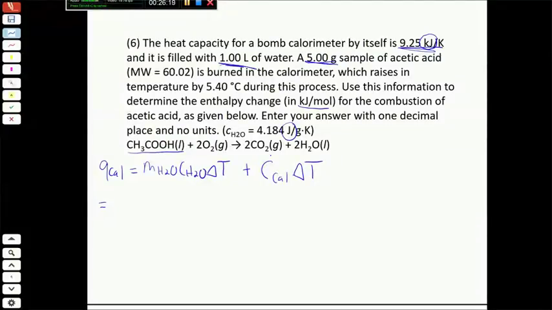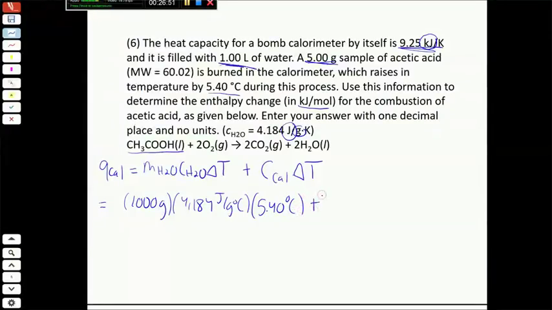So anyway, what we have for the water is the mass of water has to be in grams. So we have 1,000 grams of water because it's 1 liter of water, which is 1,000 milliliters, which is 1,000 grams. The heat capacity for water is 4.184. And then the delta T was 5.4 degrees Celsius, or 5.4 Kelvin. Remember, in terms of delta T, those two are interchangeable. So that's the amount of heat absorbed by the water.